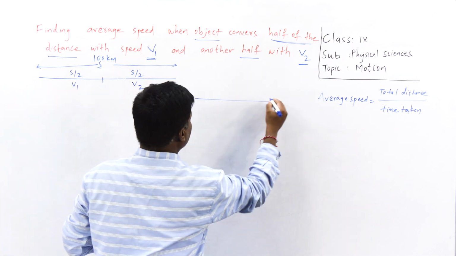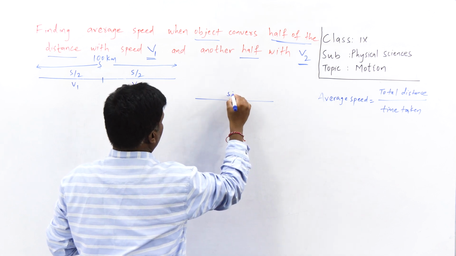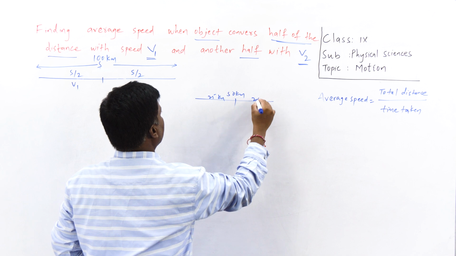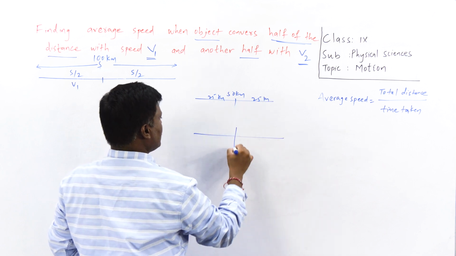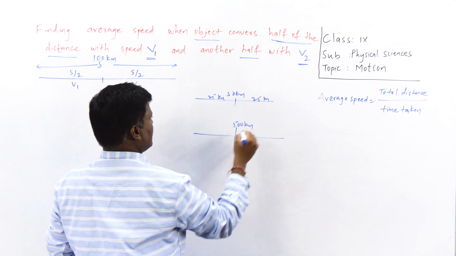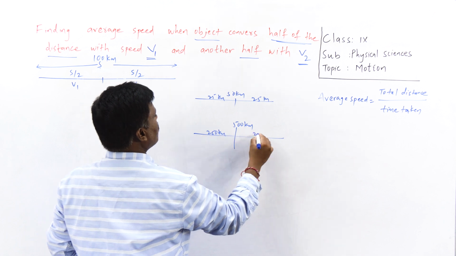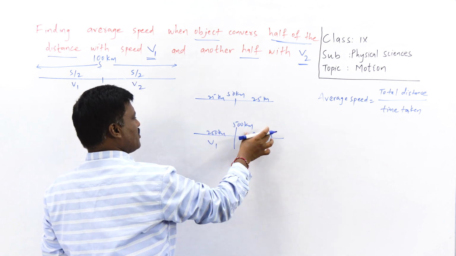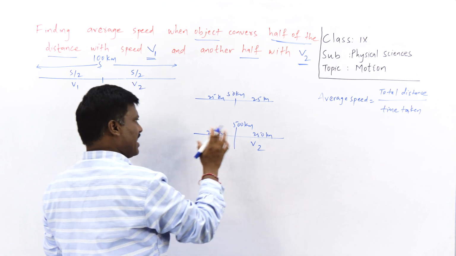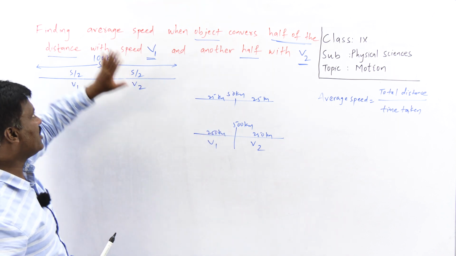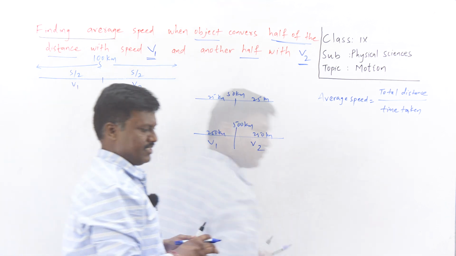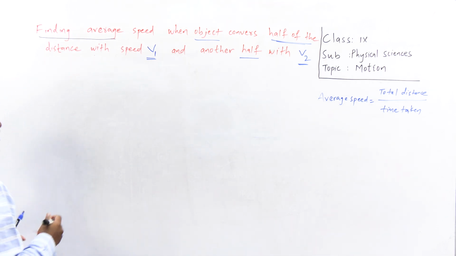For example, if the total distance is 50 kilometers, then what is half of the distance? 25 kilometers, 25 kilometers. For example, if the total distance is 500 kilometers, what is half of the distance? 250 kilometers, 250 kilometers. So the first half distance is with v1 speed, the next half distance with v2 speed. In this kind of condition, how to find the average speed, that we are going to discuss. I hope you understand the condition.